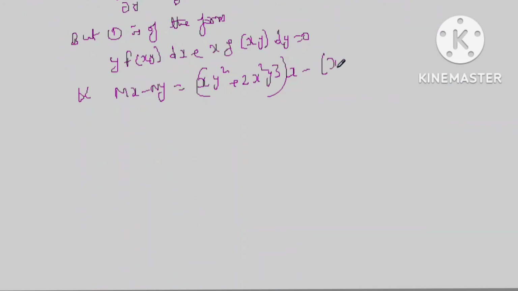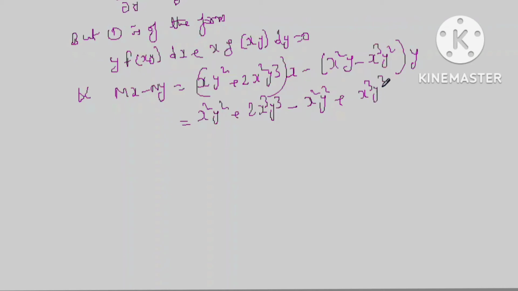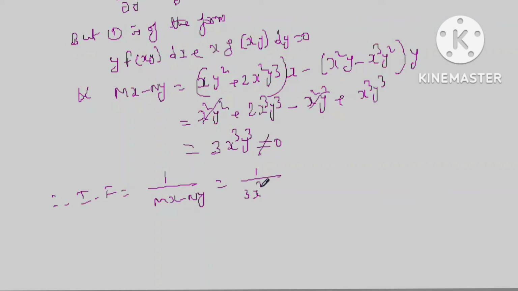x square y minus x cube y square into y is equal to, opening the brackets, this is x square y square plus 2x cube y cube minus x square y square plus x cube y cube. So these two get cancelled out, and this is 3x cube y cube, which is not equal to 0. Therefore the integrating factor is equal to 1 by mx minus ny, which is nothing but 1 by 3x cube y cube.